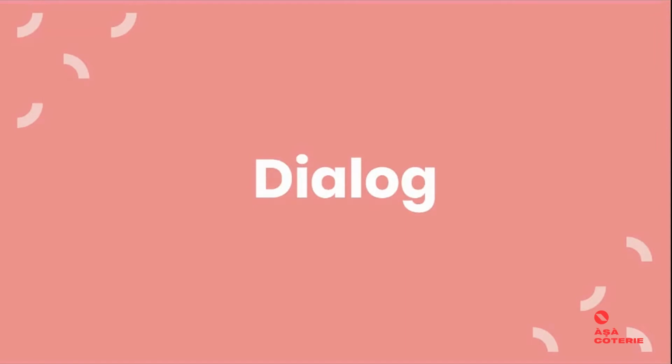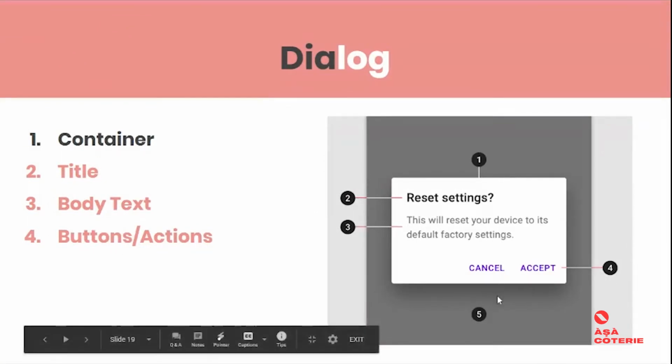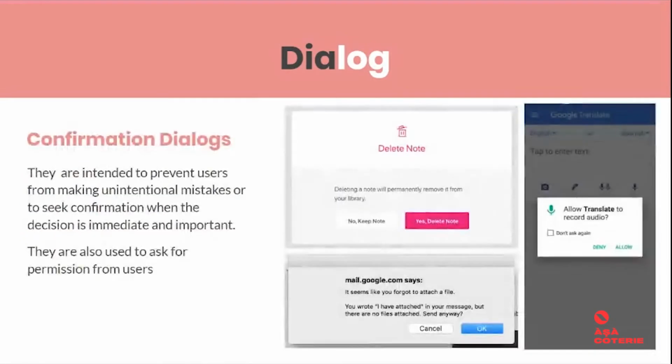We're moving on to dialogues. And I'll start with the parts, or anatomy, so to speak, of the dialogue. So you have the container, the title, the body text, buttons or actions. But we'll really just be focusing on writing for the title, body text, and buttons and actions. Dialogues can be generally grouped into two categories, or two types.